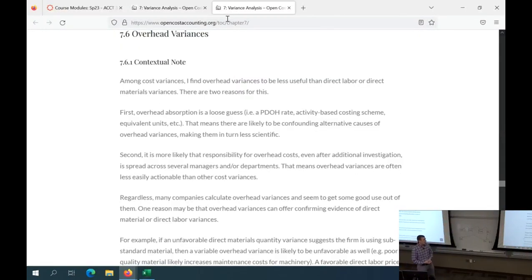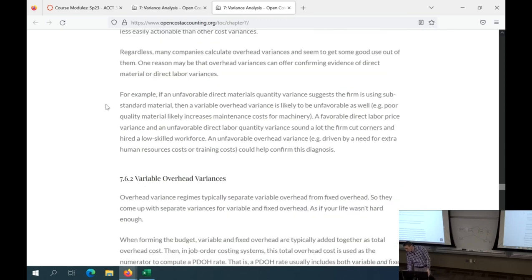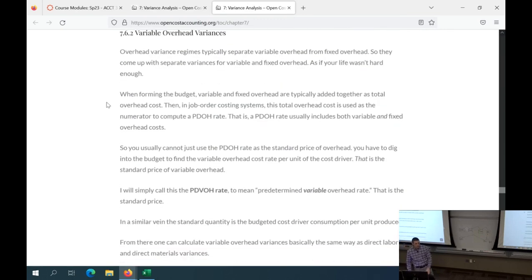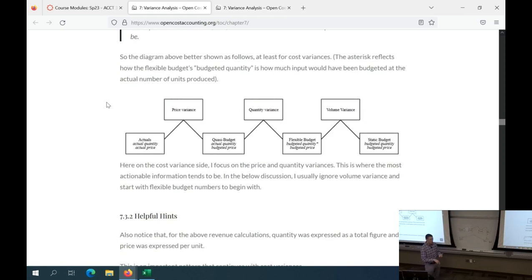All right, so overhead variances, we are talking about two different types of overhead, variable overhead and fixed overhead. Now, variable overhead follows, at least on its surface, very much the typical pattern we learned in direct materials and direct labor. There's one little adjustment we have to do, which is what is quantity and what is price.